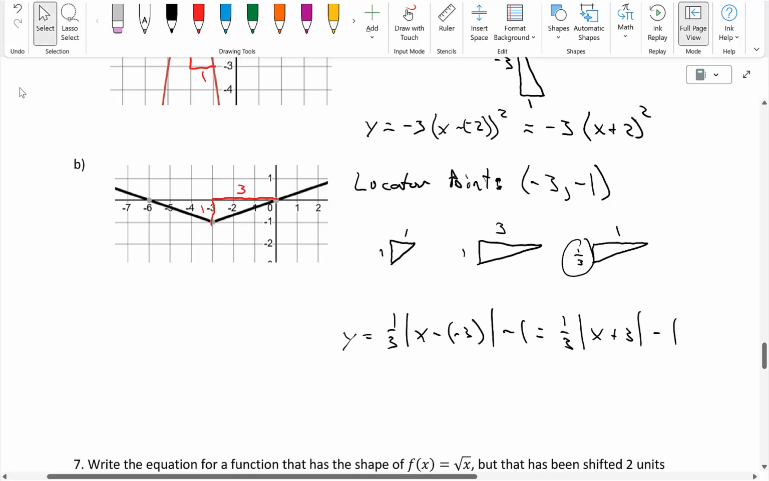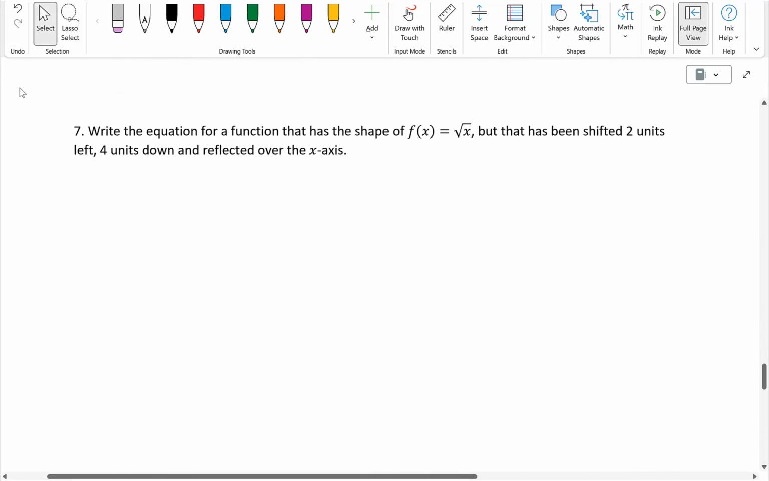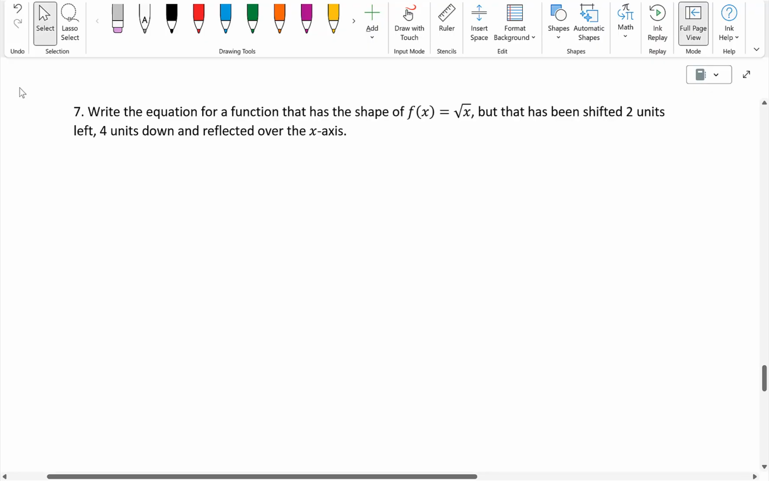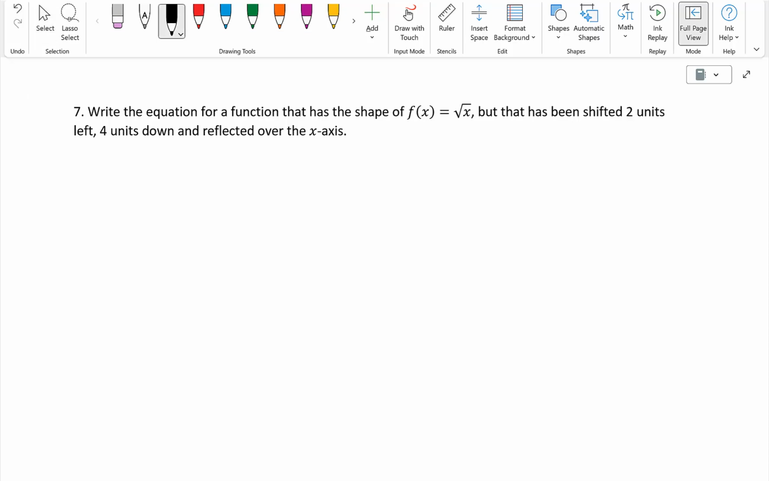Last one, just with the equation here, we're going to write the equation for a function that has a shape of f of x equals square root of x, but has been shifted 2 units left, 4 units down, and reflected over the x-axis. Just so we can get used to the words a little bit, 2 units left means our h is minus 2. Right, 4 units down gives us a minus 4 for our k. You don't have to write the h's and k's, but just to get used to it.